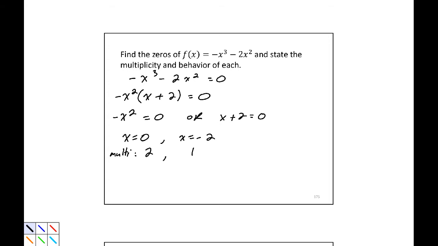Now notice, if you sum those multiplicities, 2 plus 1, we get 3. Well, the original equation was a third-degree polynomial. That's a way we can check our work. Now the behavior at each of these: at a multiplicity of 2, as we said, it will touch and then bounce off of the x-axis. A multiplicity of 1 will cross the x-axis.